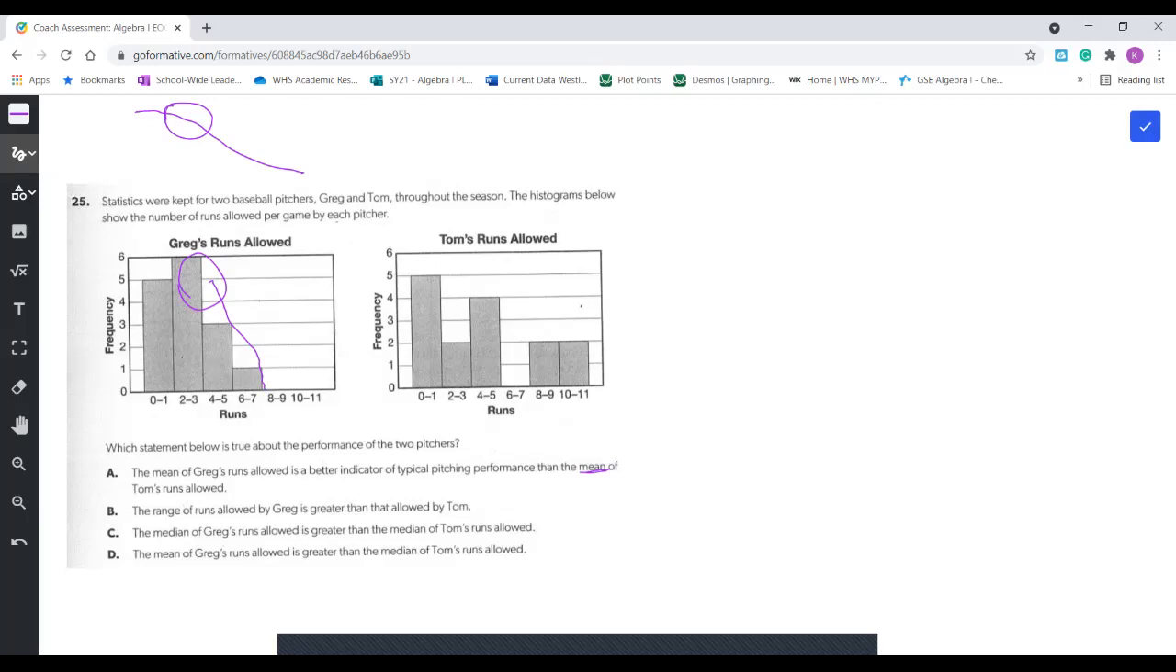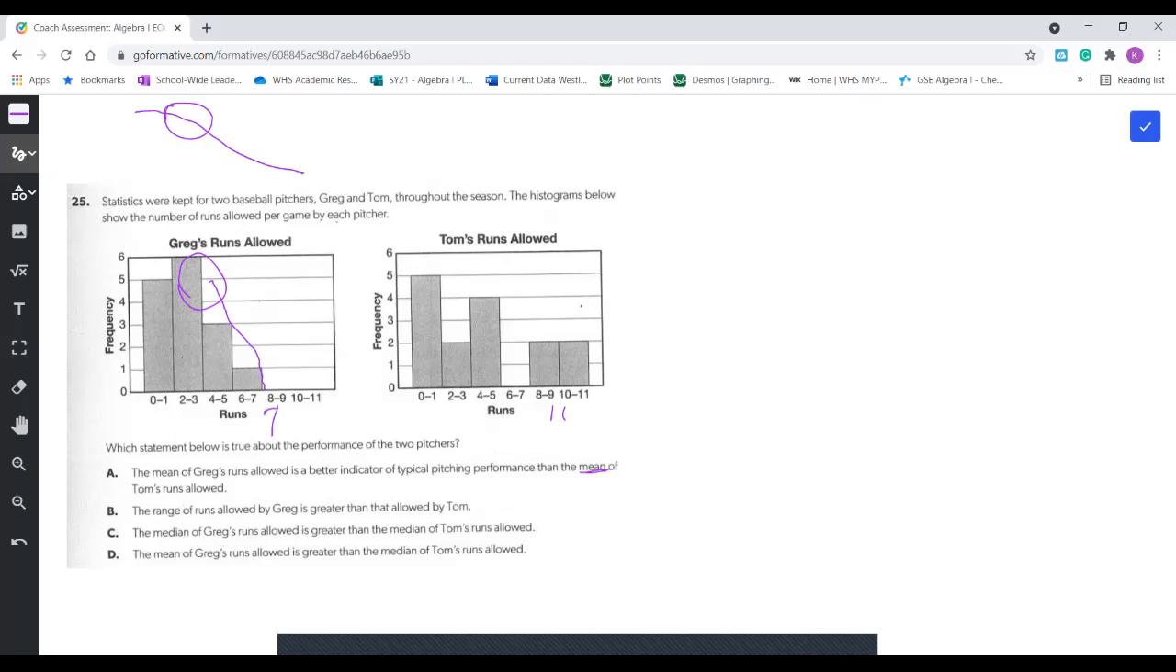It says the range of runs allowed by Greg is greater than the range of runs allowed by Tom. Is that true? What's the range? Highest is 7, lowest is 0. 7 minus 0 is 7. Highest here is 11, lowest here is 0. 11 minus 0 is 11. So the range goes from 0 to 11. So it says the range of Greg is greater than. No, that's not true. The range of Tom's is greater than.